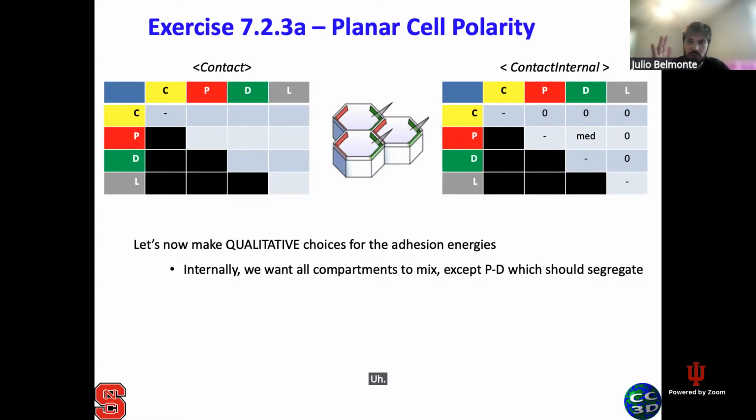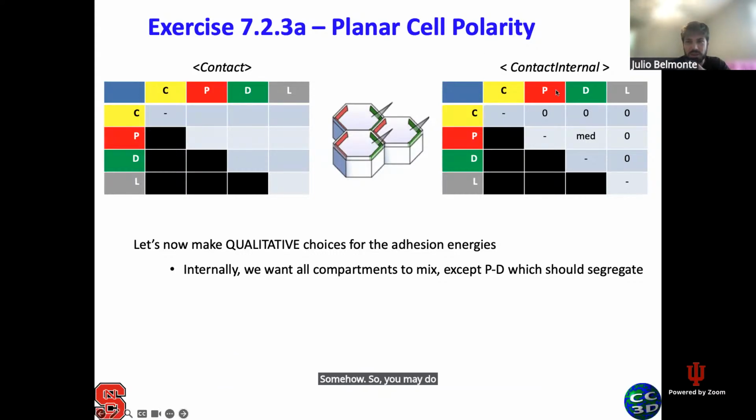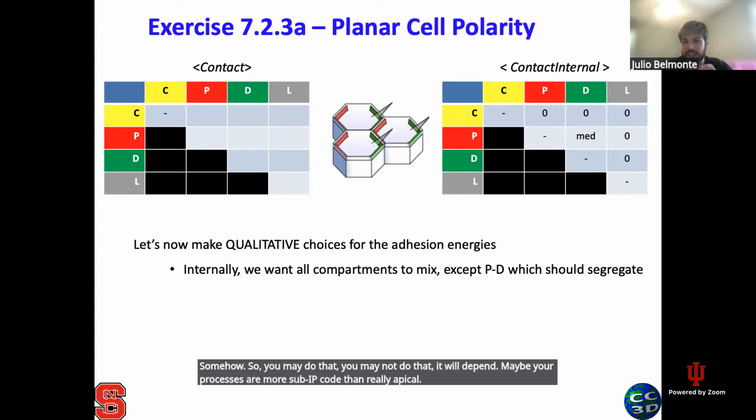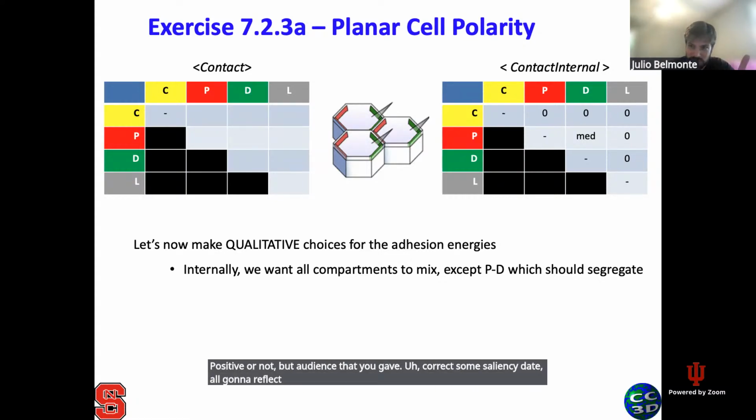I'm a little bit more unsure about that, because usually all those proteins do stay on the apical surface of the cell. So we're talking about the apical surface, so they are already in the membrane somehow. So you may do that, you may not do that. It really depends. Maybe your proteins are more subapical than really apical. And then again, there's going to be a choice. You can make that a little bit positive or not. But all the answers that you gave are correct in some sense. They are going to reflect different biologies, different systems. But this is the choice that I made.